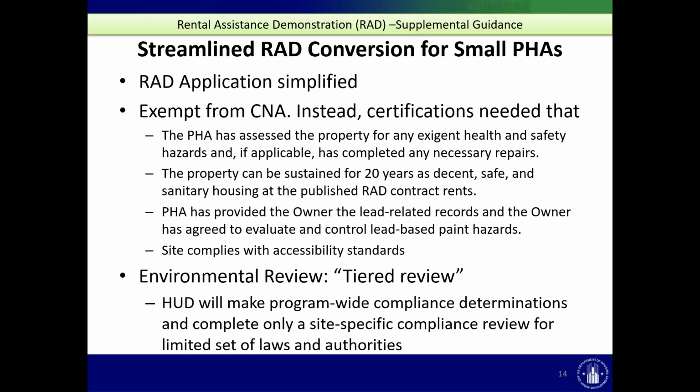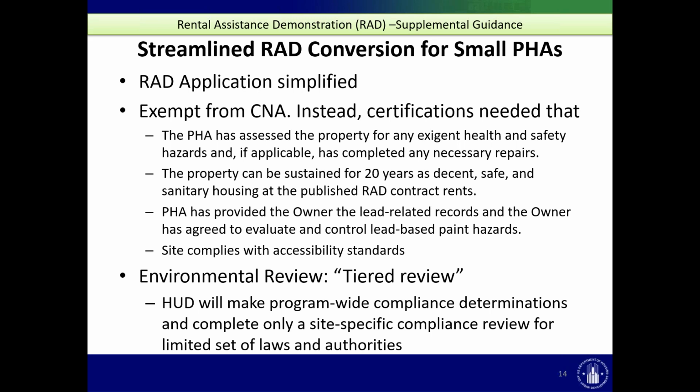The 3 main areas that we've streamlined, which seem like 3 but have very important repercussions, is 1, the RAD application has been simplified. And we've actually simplified the RAD application more broadly, not just for small PHAs. Small PHAs would be exempt from the capital needs assessment. And instead, they'd be providing certifications that the PHA assessed the property for any exigent health and safety hazards and has completed any necessary repairs if they found any.